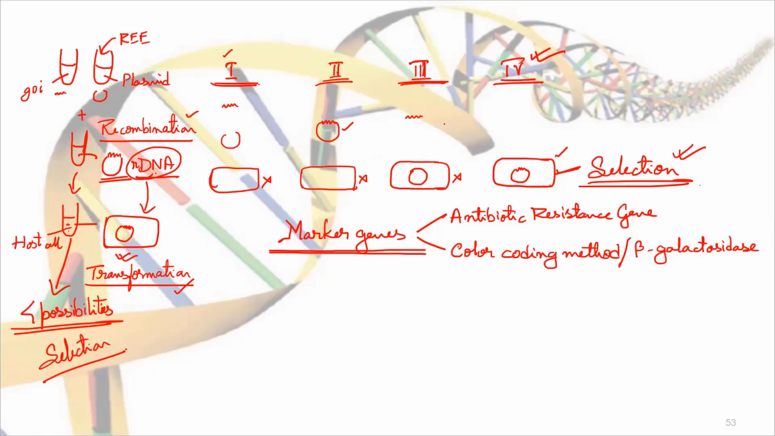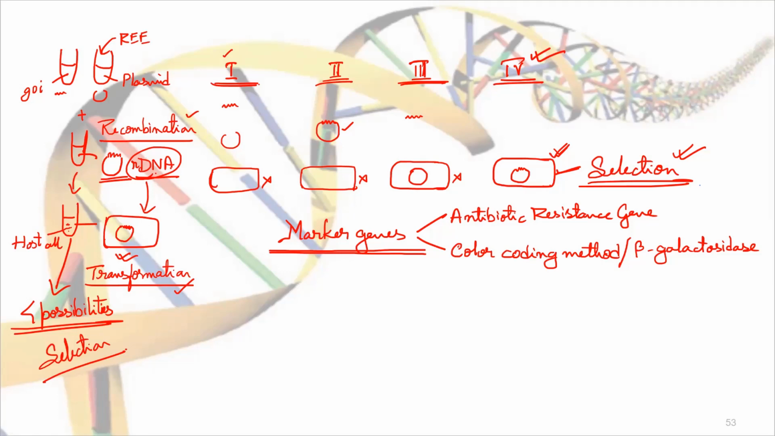In the third case, recombination did not happen in the first place. Only the vector alone entered the host cell. So transformation did happen successfully, but recombination was unsuccessful. In the fourth case, recombination as well as transformation both have happened successfully. And this is the one which we want to select out. This host cell, we want to select out from all the remaining types which might be present in our reaction mixture. So that is the technique we are going to use.